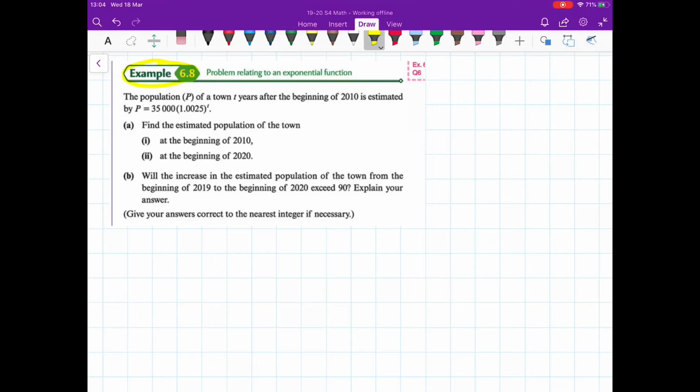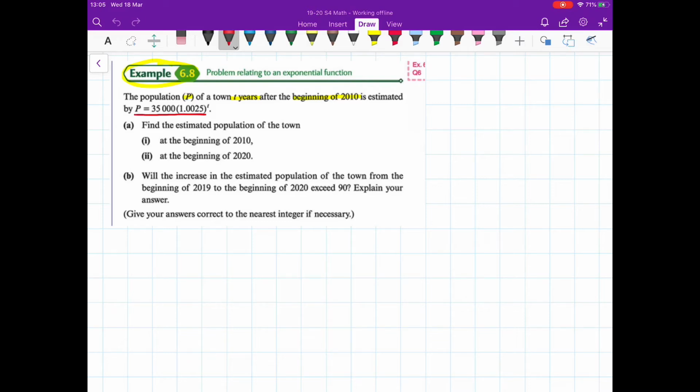So let's take a look at another example. That is example 6.8, which is a word problem. In this question, the population P of a town T years after the beginning of 2010 is estimated by a formula P equals 35,000 times 1.0025 to the power T. Okay? So for part A, it asks you to estimate the population at 2 times. The first one is the beginning of 2010. The second one is at the beginning of 2020.